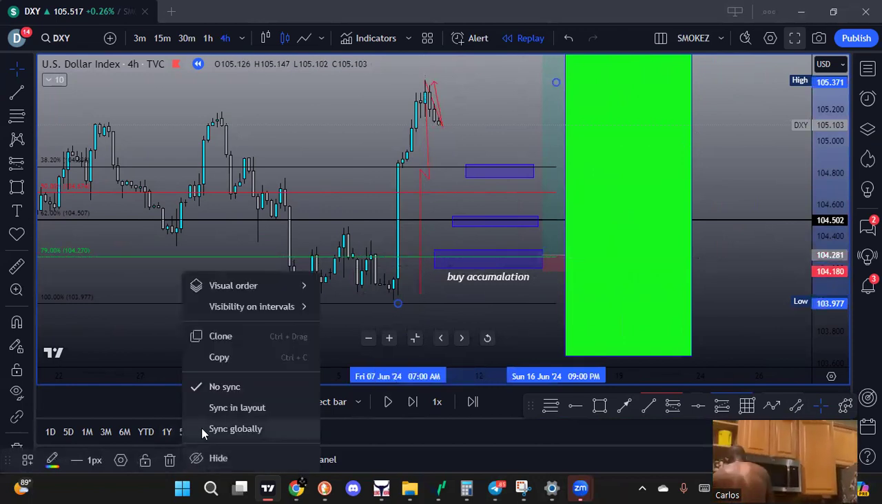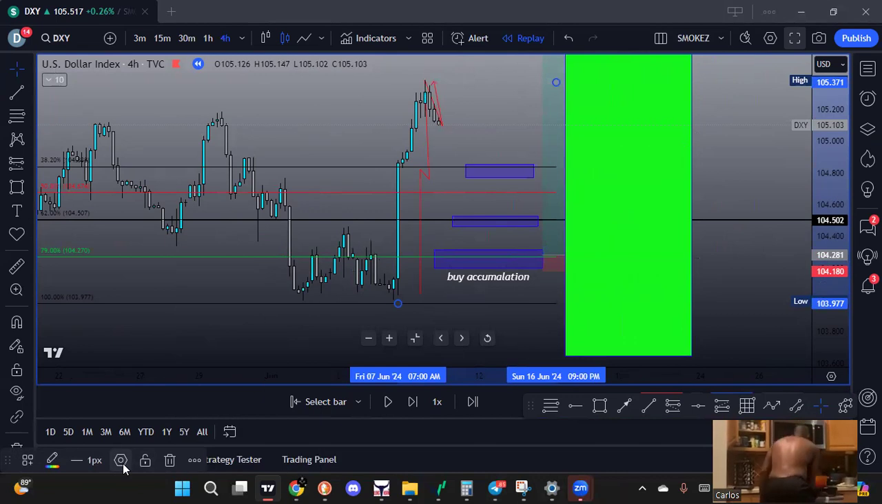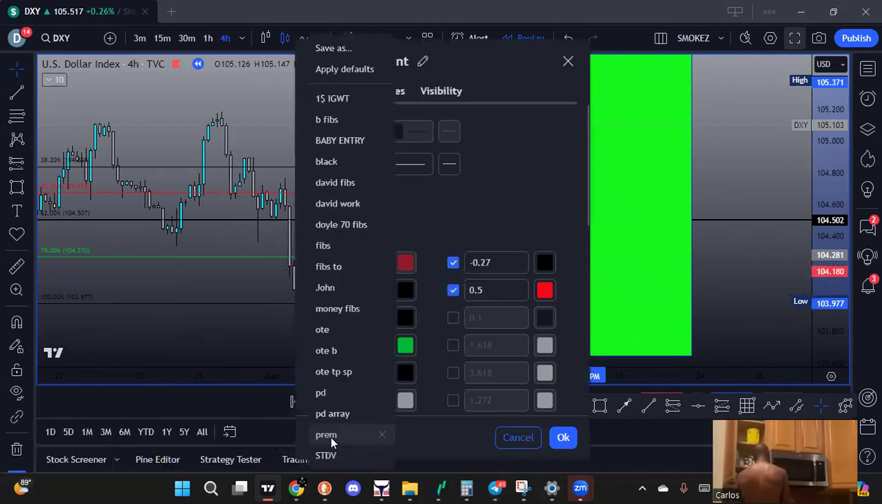What's crazy about it is all three stops, right? The first stop is liquidity. Do they take that liquidity and then go back up?